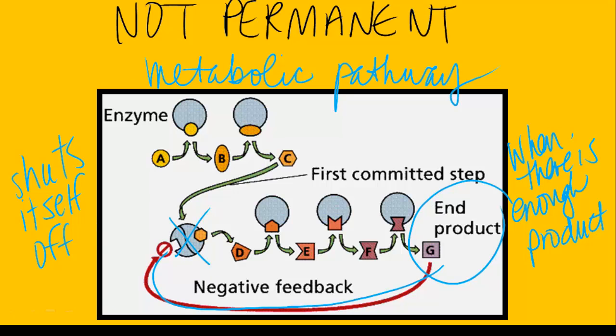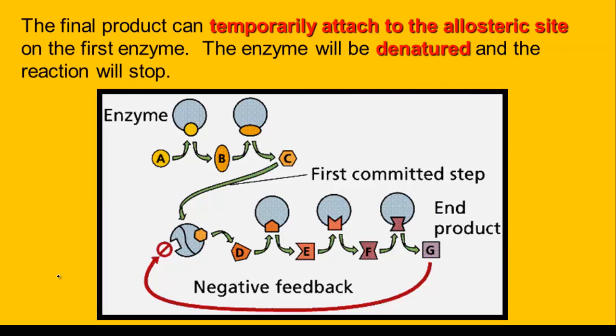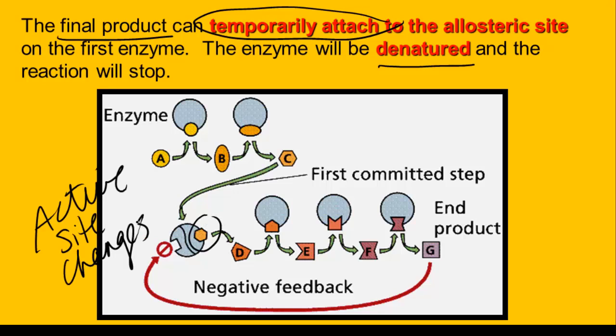This isn't permanent, because when your body realizes it doesn't have enough of that product anymore, then it will turn on again. So this is just temporary. It temporarily attaches to the allosteric site, and the enzyme is temporarily denatured, but when your body needs more of the product again, that will be removed from the enzyme so the enzyme can start doing its job again.